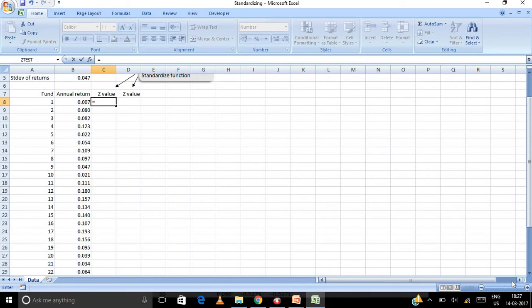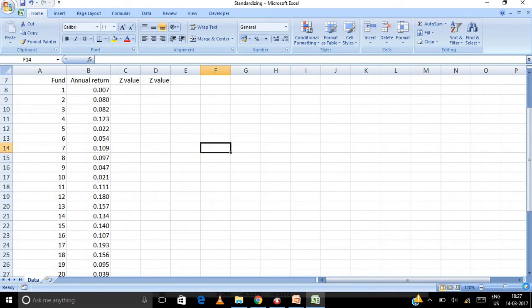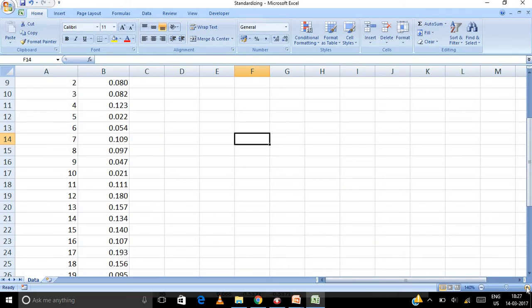I am not able to zoom it. Let us see if I am able to zoom it now. No, I am not able to zoom it. Let us see now. Yeah, now I am able to zoom it for you.